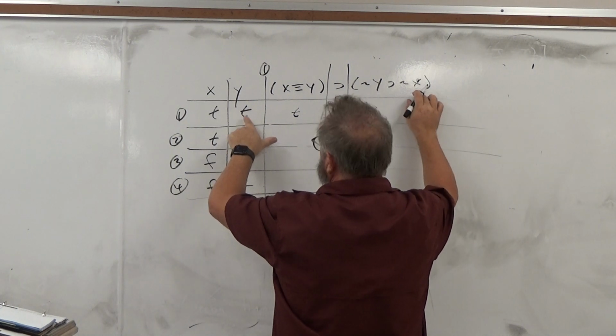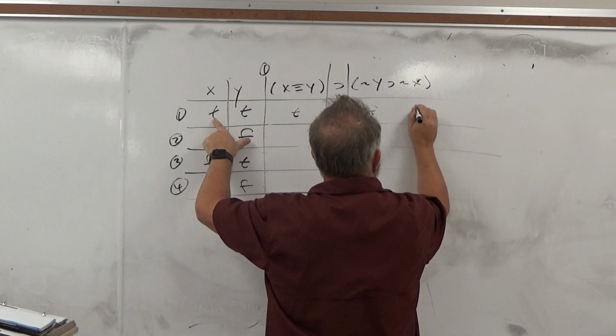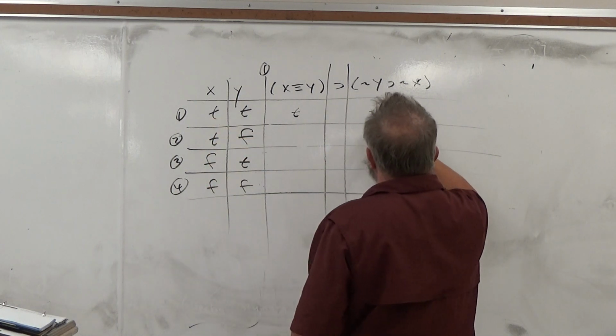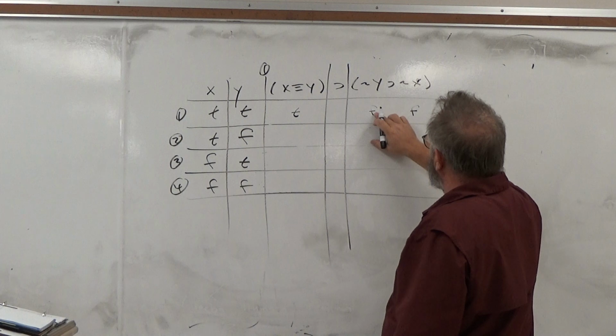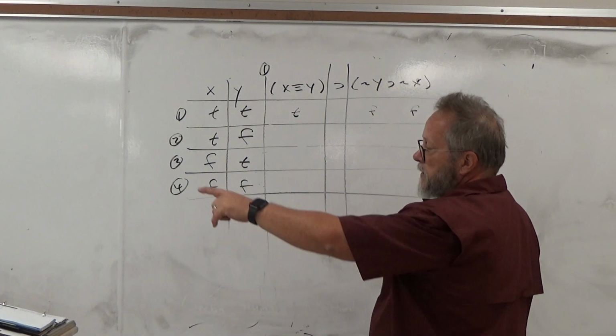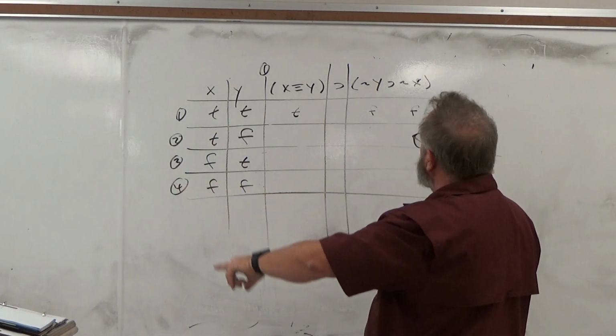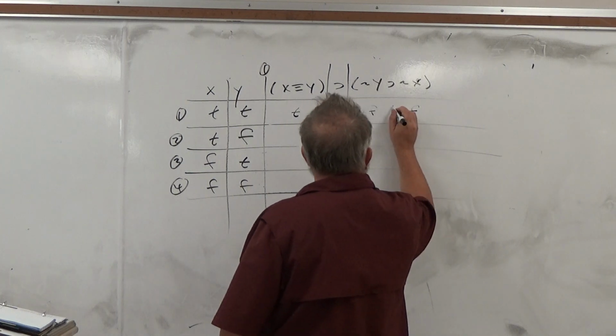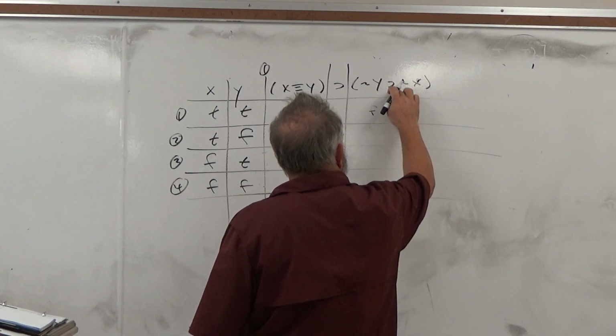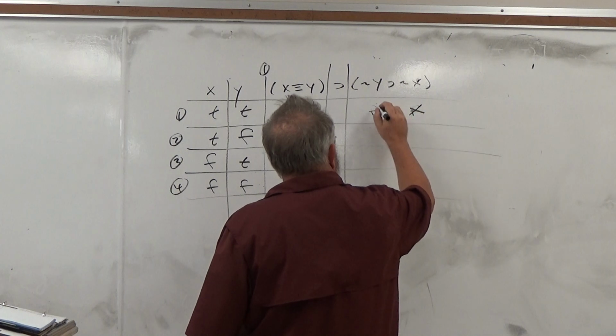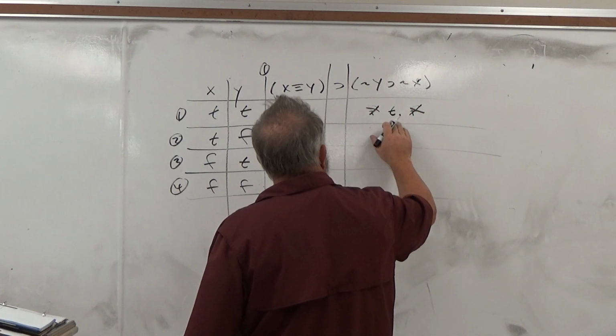False. X is true, so not X is false, okay? Now I have to do this. False, then false. That's line 4. Go to the conditional, and what do you see the answer is? True. So now this is the answer, so I'm going to get rid of those. Those are what we needed to calculate this.